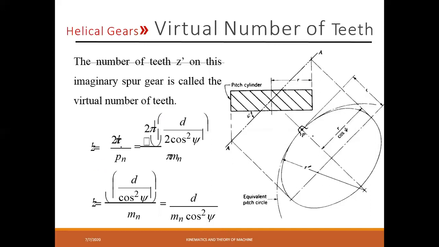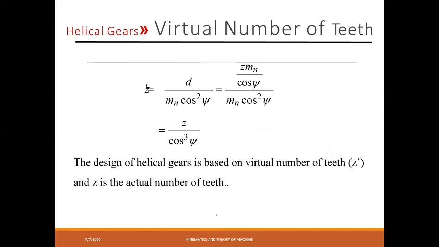So z' is equal to 2πr' divided by pn, which is equal to 2π(d by 2 cos square psi) divided by π mn, right? So z' is equal to d upon cos square psi divided by mn, equal to d upon mn cos square psi, right? So z' is equal to z mn upon cos psi, where z is the diametral pitch relation. So the equation becomes z' equal to z upon cos cube psi.